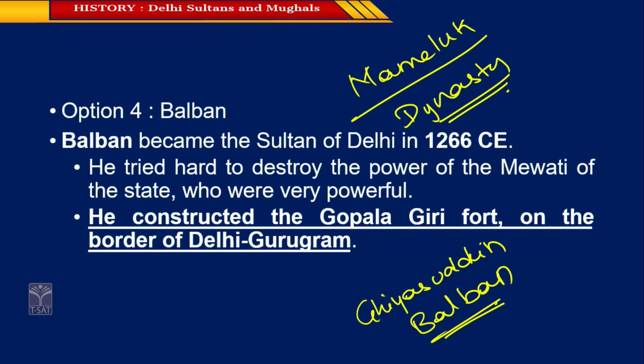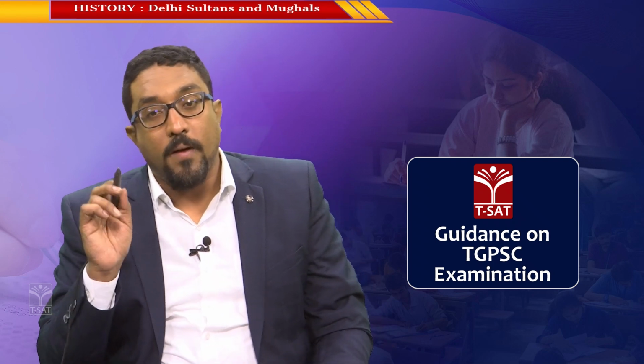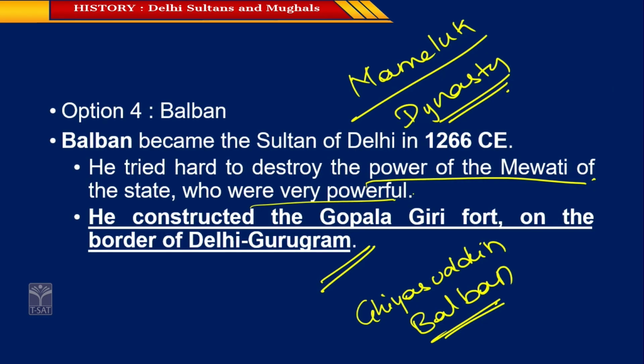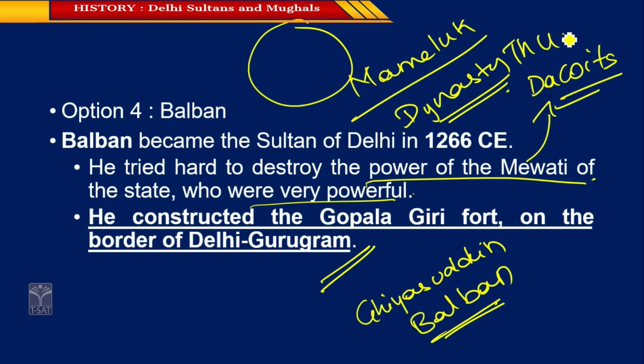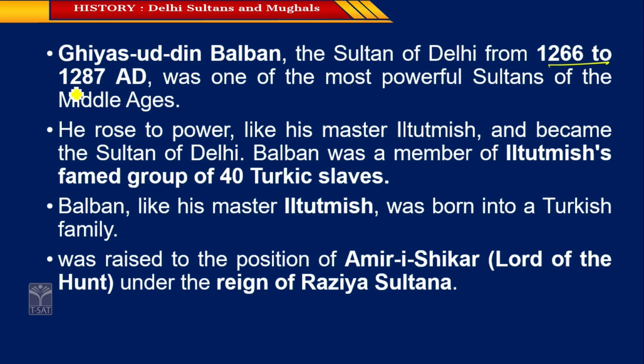He tried very hard to destroy the power of the Mewatis of the Delhi Haryana section, who were very, very powerful, and he constructed the fort on the borders of Delhi, Gurugram, basically to work like a military cantonment to control the Mewatis. The Mewatis were a type of dacoits, or what we call thuggis, who were looting people on this important trading route. Ghiyasuddin Balban was the Sultan of Delhi from 1266 to 1287 AD.